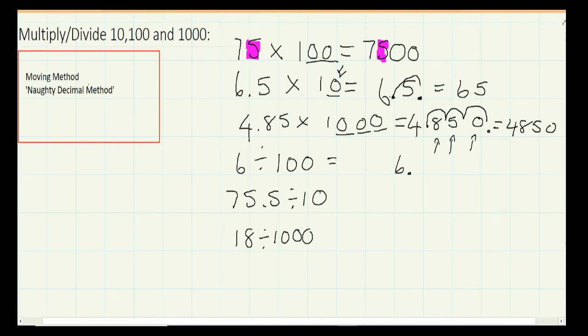We're going to now move the number to the left-hand side. How many zeros do we have in 100? 1, 2. So we move it twice. 1, 2, decimal point. The trains are not in the tunnels. We need to make sure we put the 0 there. There always needs to be a value present when there is a unit. So we need to put the 0 in there. So the answer is 0.06.